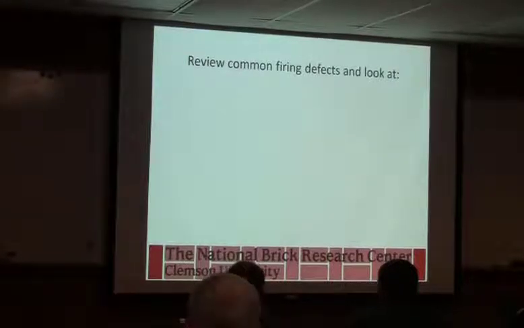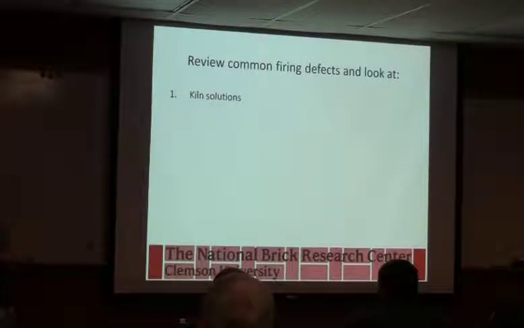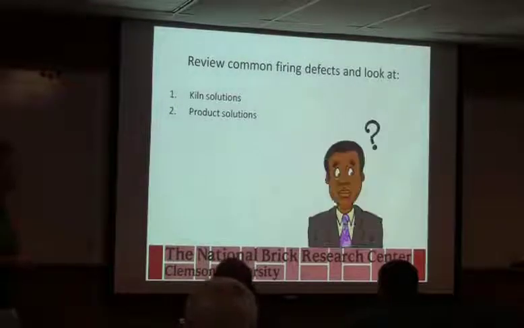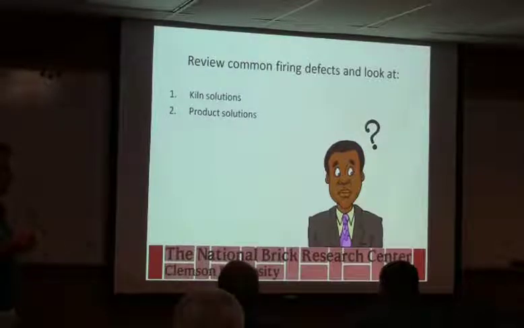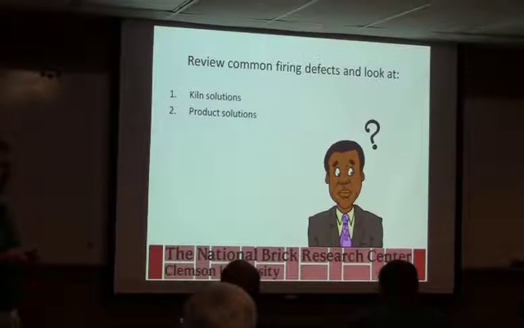Review of common firing defects. You need to look at kiln solutions, but you also need to look at potential product solutions, to say, okay, which one of these could it be coming from? And when you do a review, you need to keep the whole system in mind and not just typically run. Usually, I think the standard procedure is the kilnmen say it's the raw material problem, and the raw material guys say it's the kiln's problem, and it's not our fault.